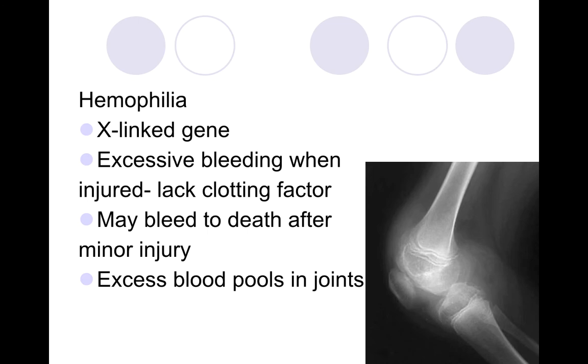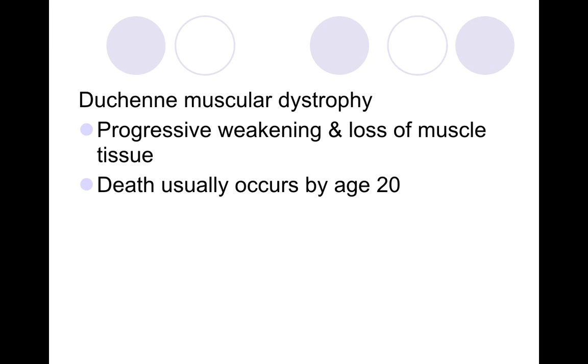You get excessive bleeding when injured, lack clotting, and may bleed to death. After a minor injury, there are excessive pools of blood. You need to know that it is an X-linked gene. Another example is Duchenne muscular dystrophy, progressive weakening and loss of muscle tissue. Usually death occurs around the age of 20.